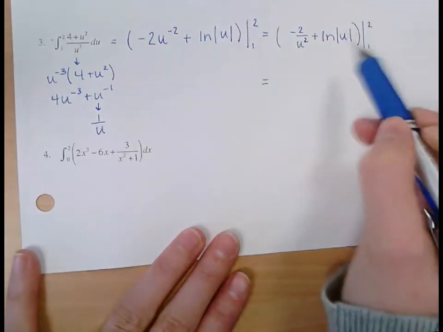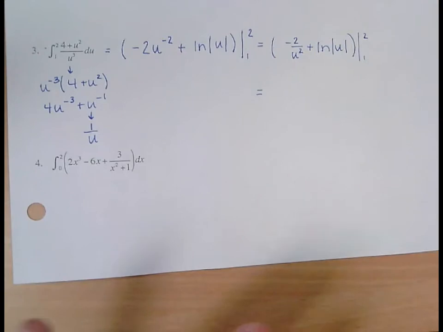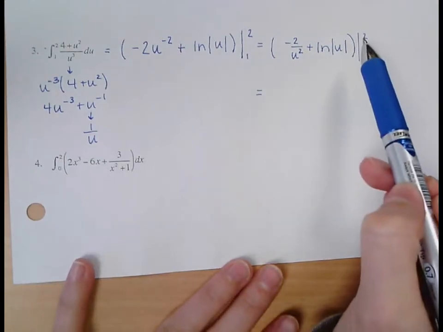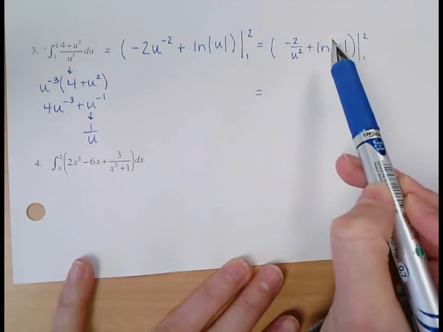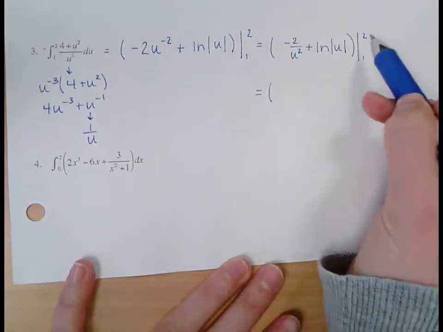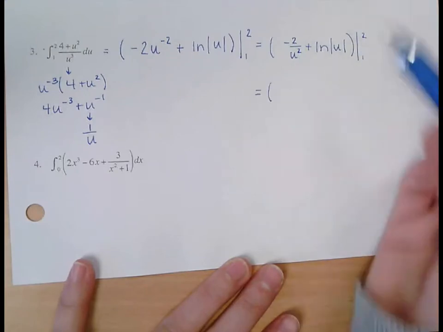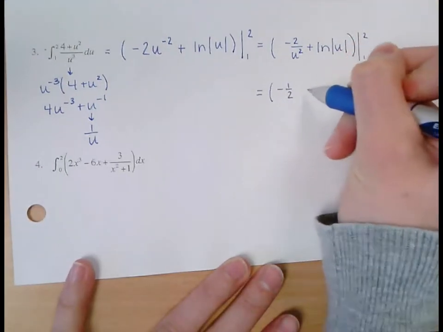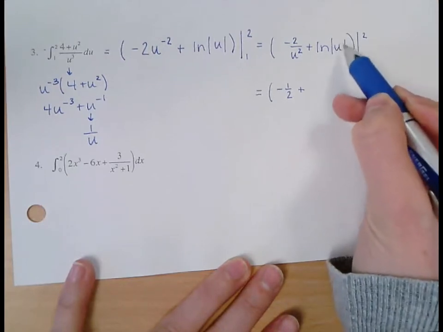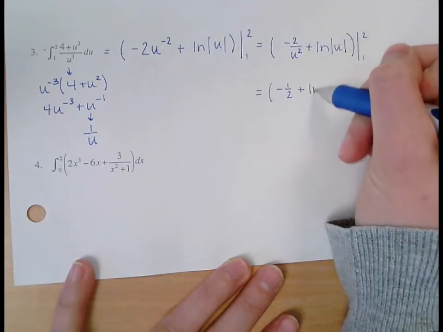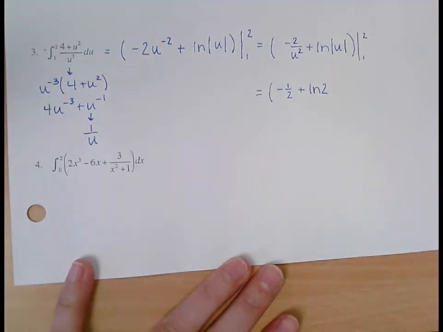All right, so then you substitute. This is where I see a common mistake happen. You substitute 2 into the entire thing first. So if I substitute in 2, I'm going to have negative 2 over 4, so negative 1/2, and then plus the natural log of the absolute value of 2. Since 2 is already positive, I can just write that as the natural log of 2. So if you have the absolute value bars, it's fine, but you don't need them.